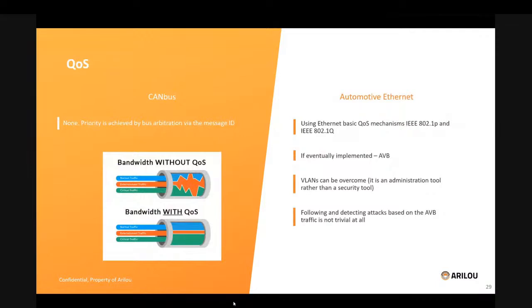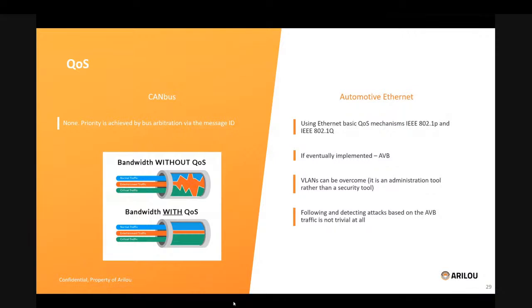Quality of service. CANbus, there is no quality of service. It's very simple. There is only bus arbitration done via the message ID, and the lower the number, the higher the priority you have on the bus. End of story.